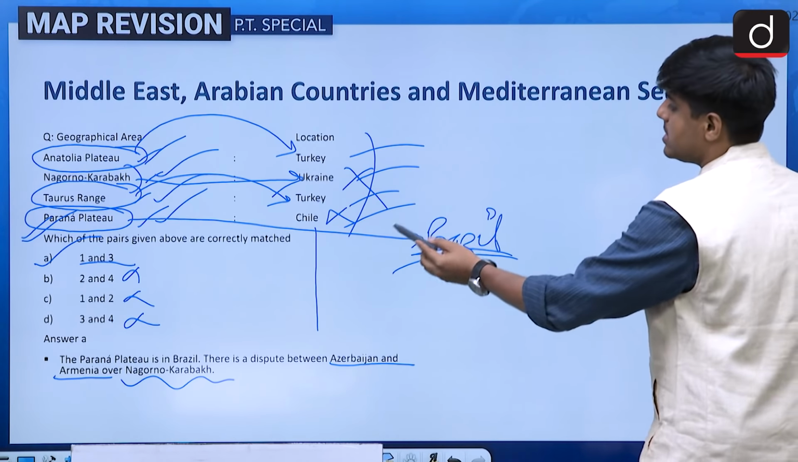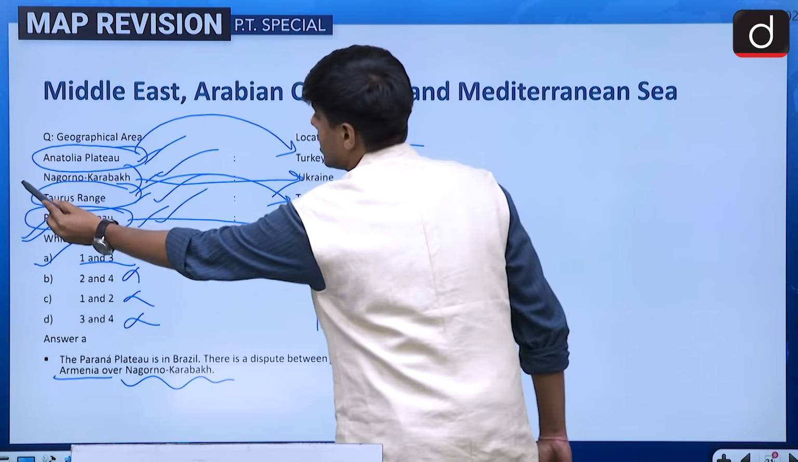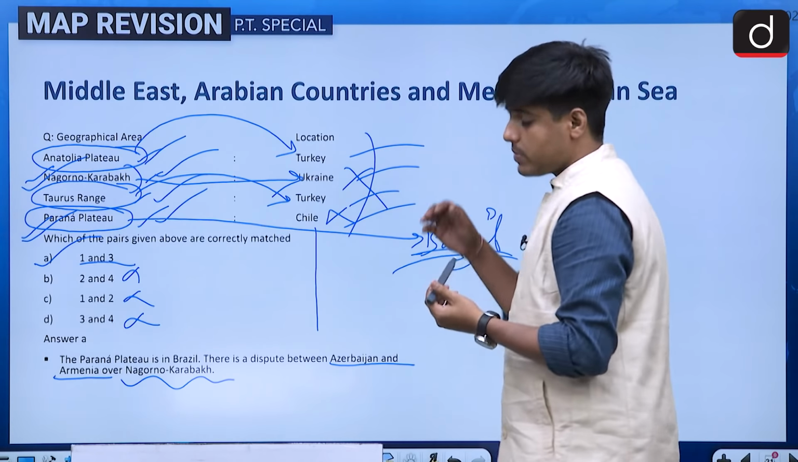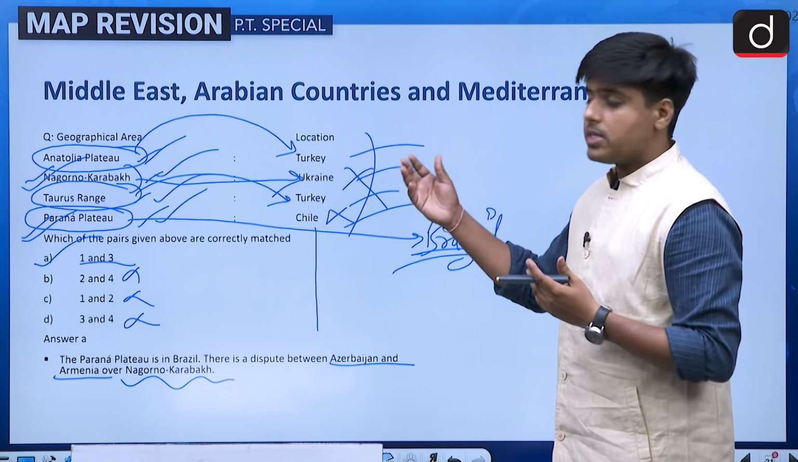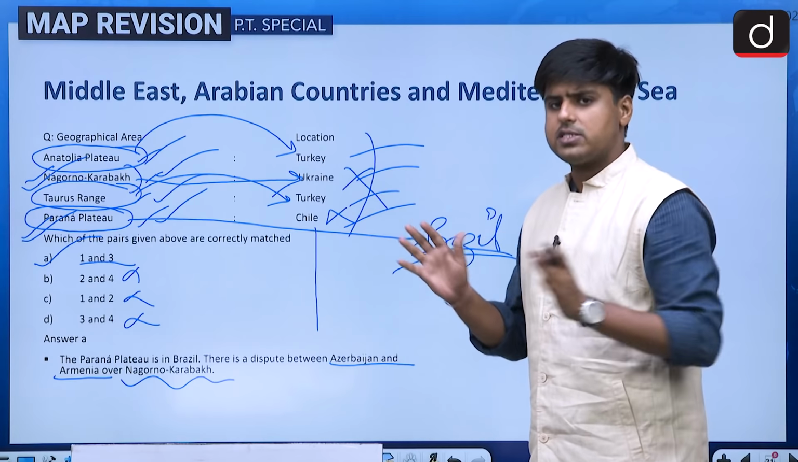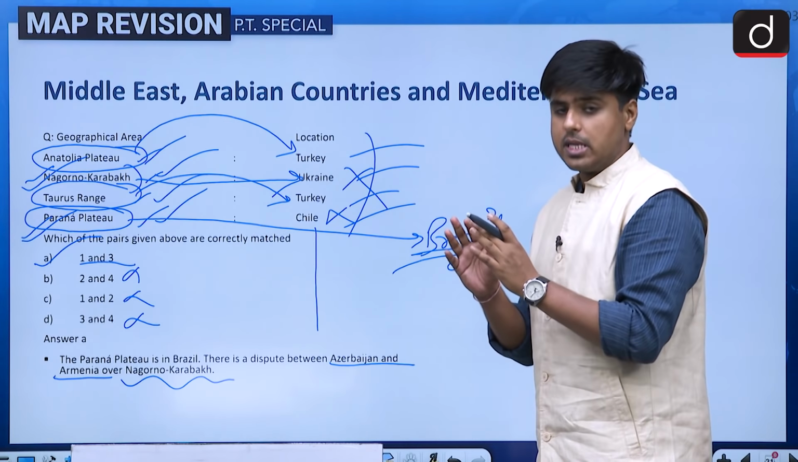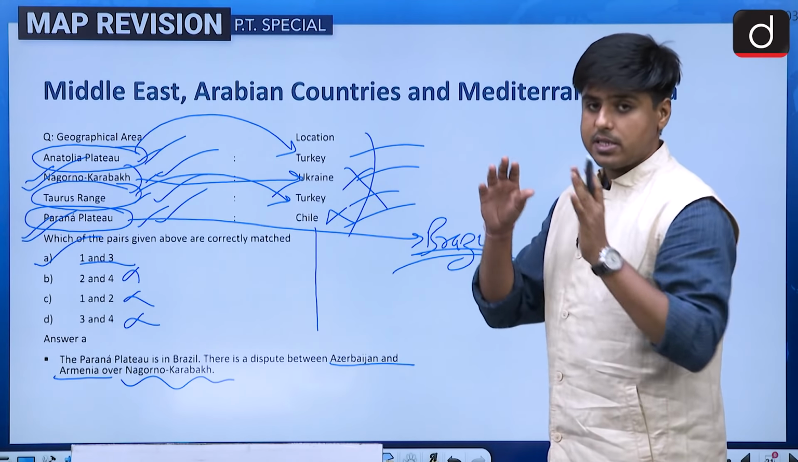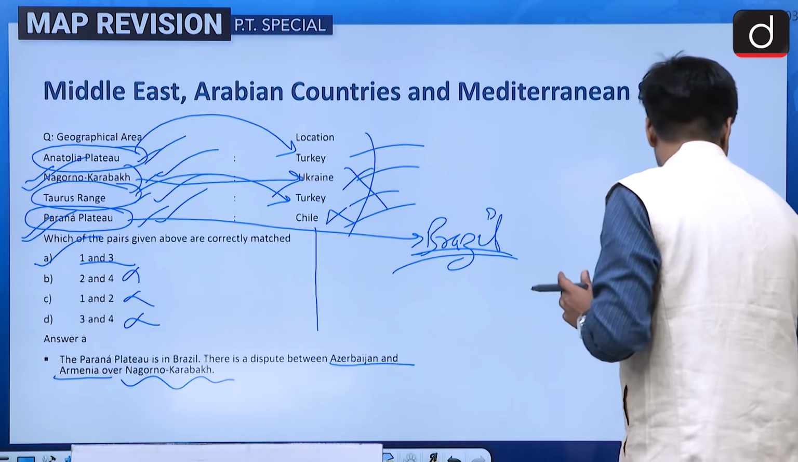You need to remember the area, especially Nagorno-Karabakh, because it was very much in news for the rare incidents of a full-fledged war between two sovereign nations without active participation, at least initially, of any other major world power.